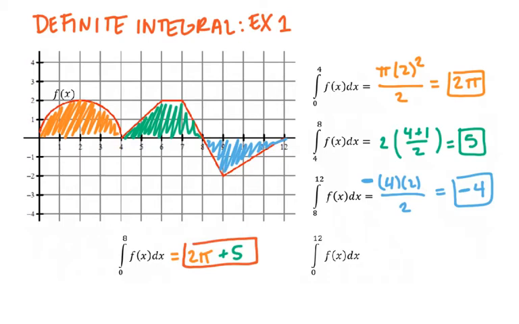And then if we look at 0 to 12, that's the entire thing. So all three areas, including the ones that are negative, being expressed as such. So that's going to be 2 pi plus 5 minus 4, which we could just simplify to 2 pi plus 1.